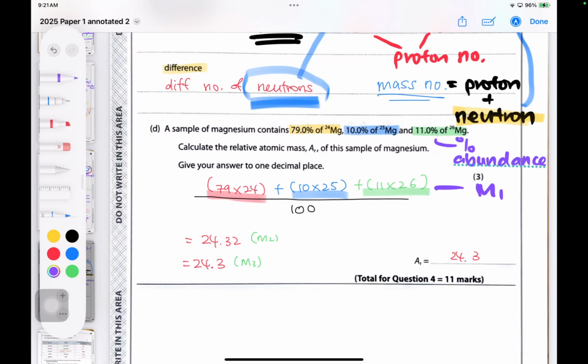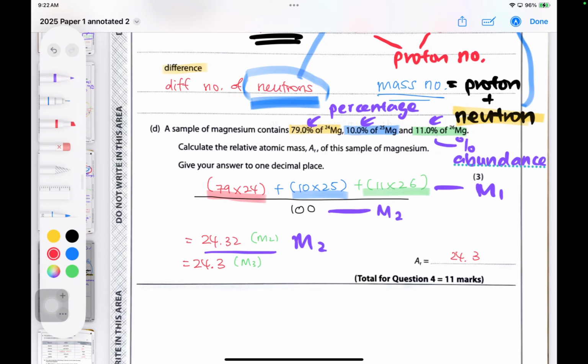Percentage abundance is basically the percentage of the different isotopes in the atmosphere. And then you divide everything by 100. Now why? Because all of these are given in percentages, so you need to divide by 100. Then, if you are careful enough and put it in your calculator, you will get an answer like this. That is your 2nd mark, because you get your answer.